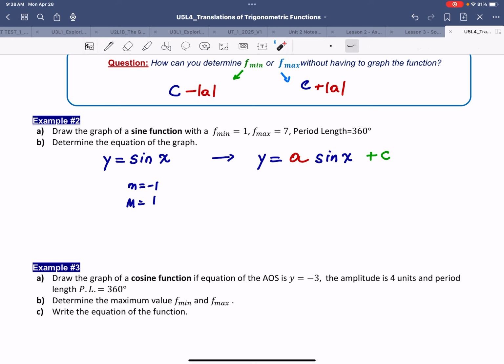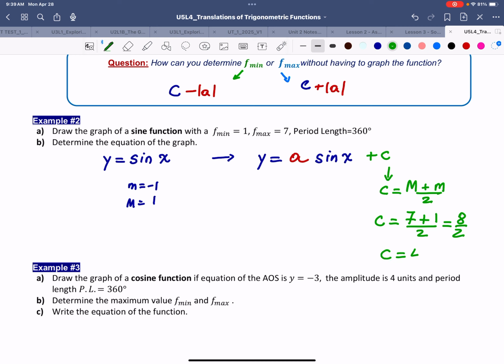So what I would do is I would start off with finding the value of c. I know that the value of c will be halfway between the min and the max, or the average of min and max. So we're going to say c equals maximum plus minimum divided by 2. So the value of c would be equal to maximum of 7, minimum of 1, divided by 2, which is 8/2, and it will give the c value of 4. So the equation of our function now is y equals a sine of x and then plus 4.